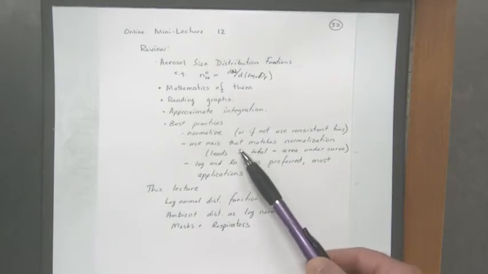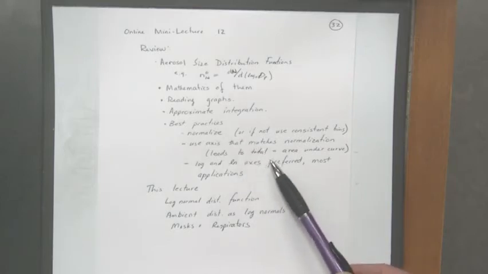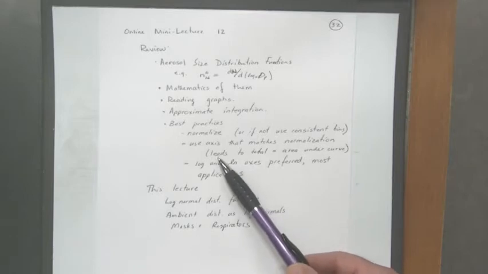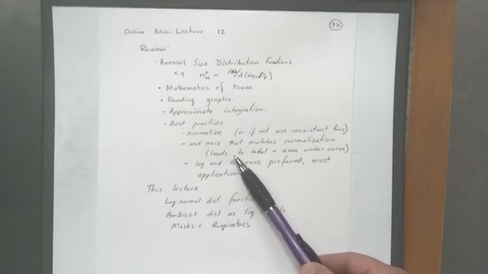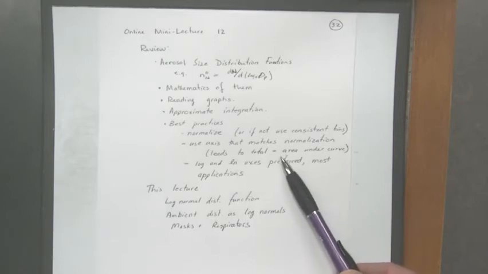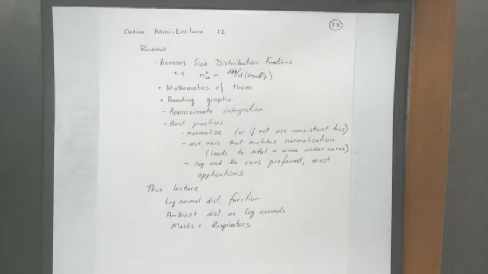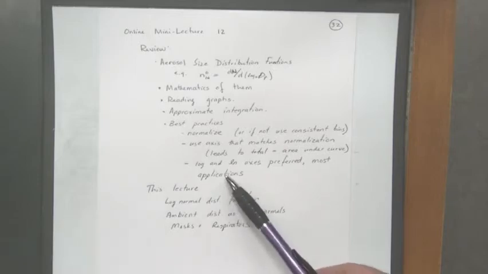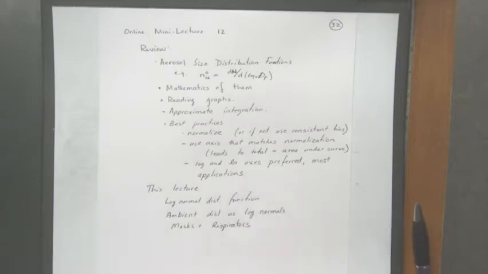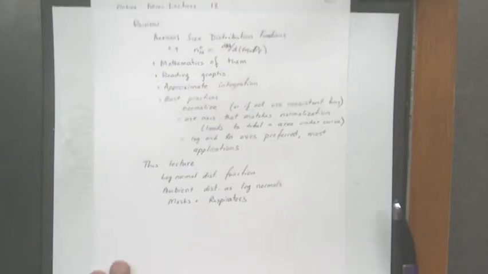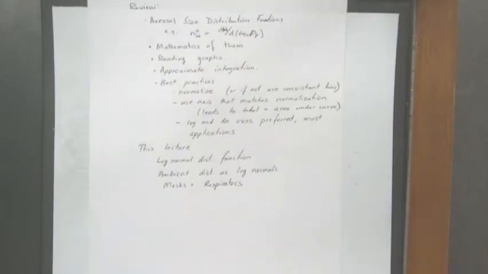Use an x-axis that matches your normalization. If you do so, then you can visually say that the area under the curve is the total quantity without having to do some scaling like 1 over dp or something like that, where dp is particle diameter. And logarithmic axes on the x-axis are preferred for most applications because there are usually features with small particles that show up that way.